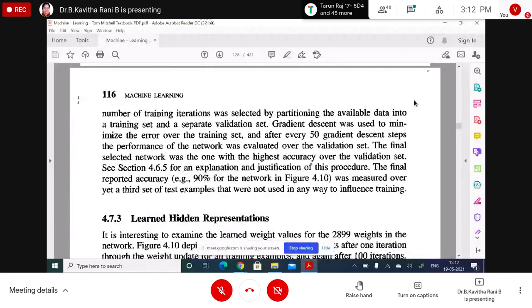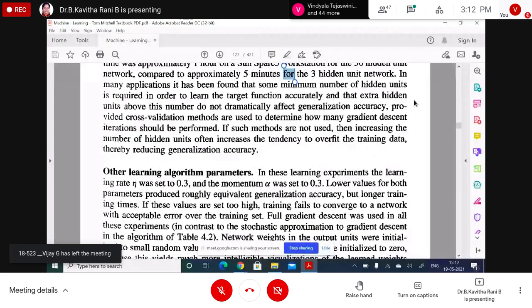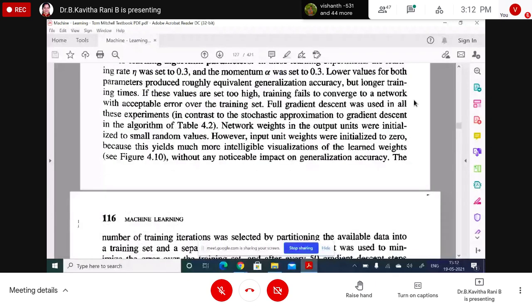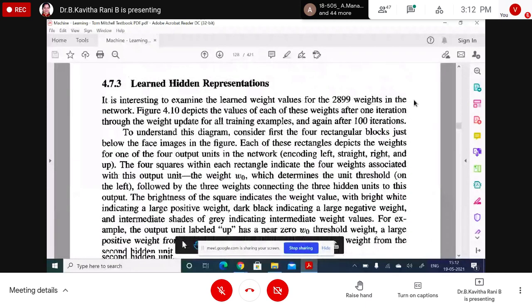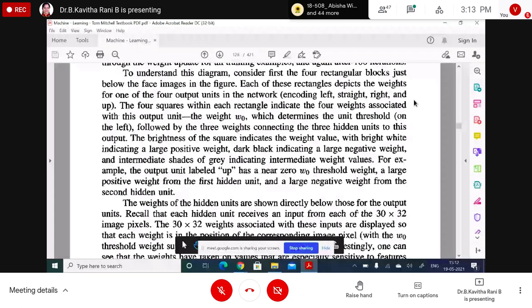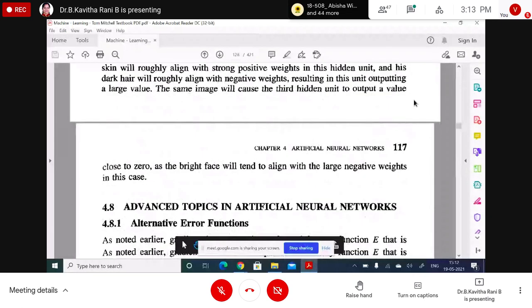So yesterday we discussed the different remarks on back propagation. The next topic is advanced topics in neural networks.